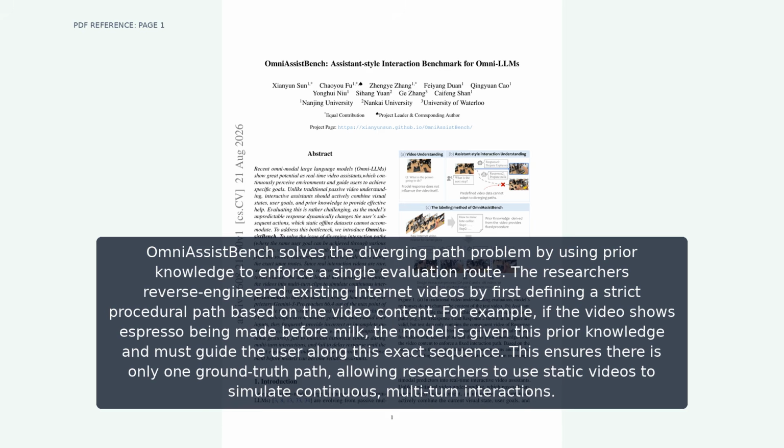The researchers reverse-engineered existing internet videos by first defining a strict procedural path based on the video content. For example, if the video shows espresso being made before milk, the model is given this prior knowledge and must guide the user along this exact sequence. This ensures there is only one ground truth path, allowing researchers to use static videos to simulate continuous, multi-turn interactions.